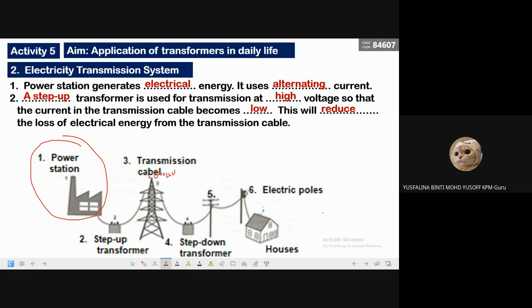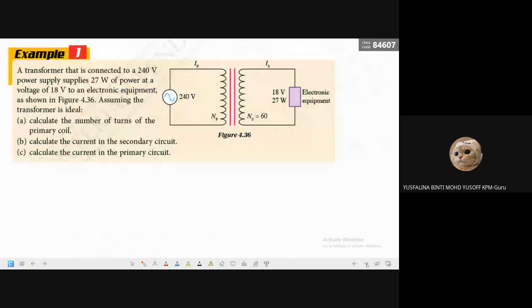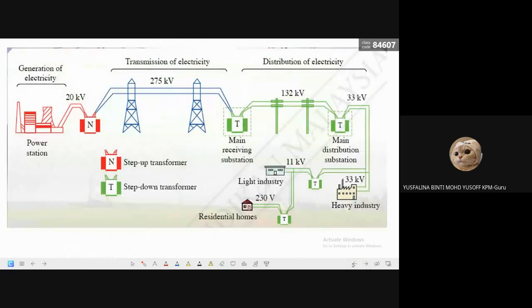Okay, so remember this one. Sometimes they ask you to fill up which one is step up, which one is step down. Okay, this is actually the transmission of the electricity. I don't need to remember all the voltage. What you need to do is know which one has to be step up and step down.